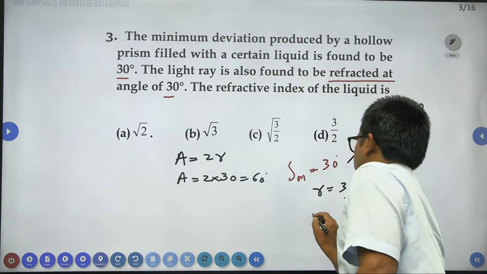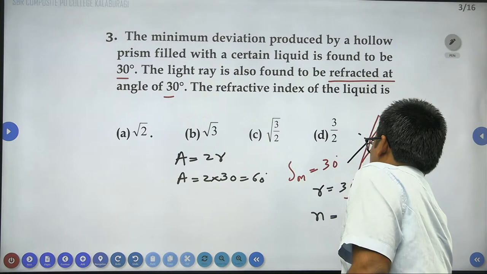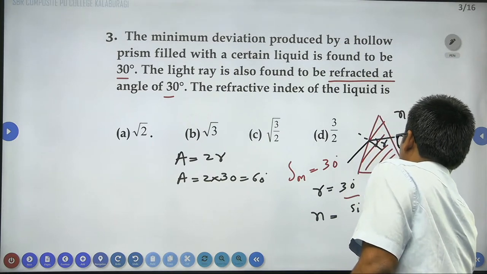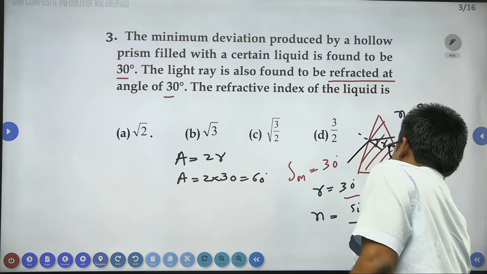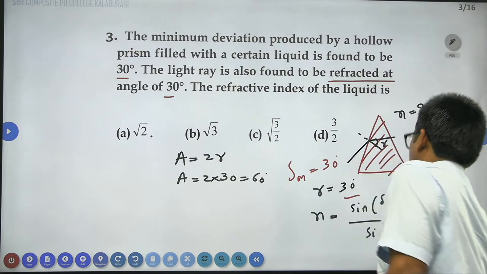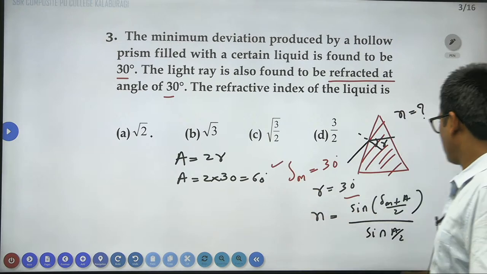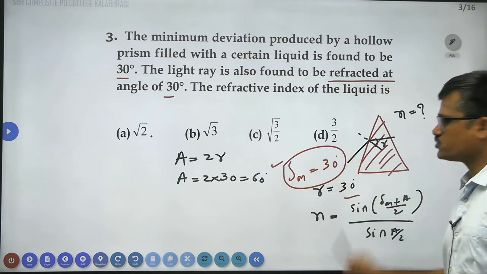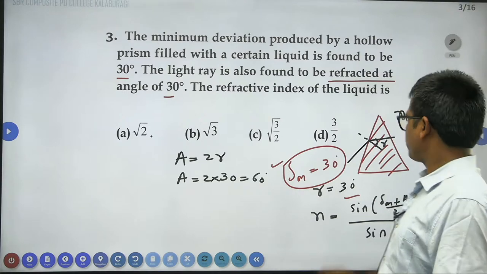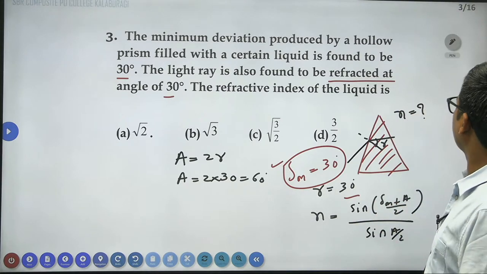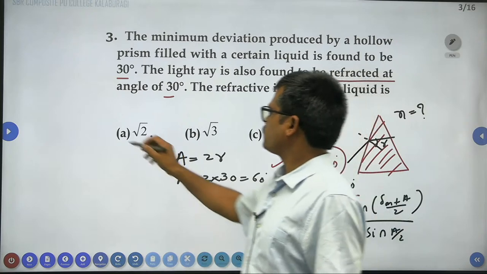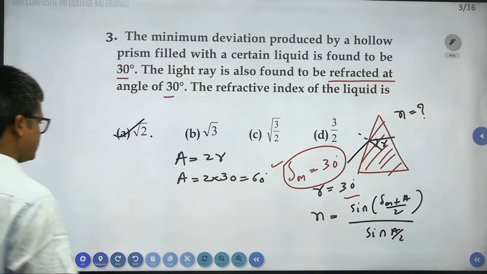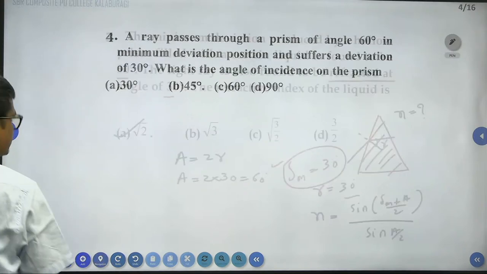Very easily, with the help of this formula: sine of (delta minimum plus A) by 2, whole divided by sine of A by 2. We know the A value, and the delta minimum value is also given here. Can you substitute? Hopefully you can do it. No problem. If you do it, you will get the refractive index of that liquid as root 2. Done? Okay. Now let me move on.